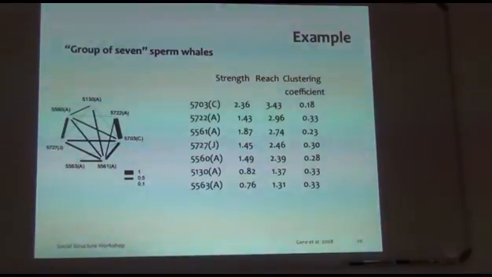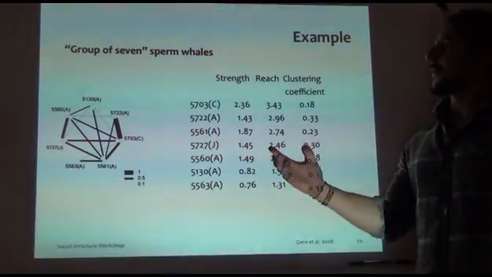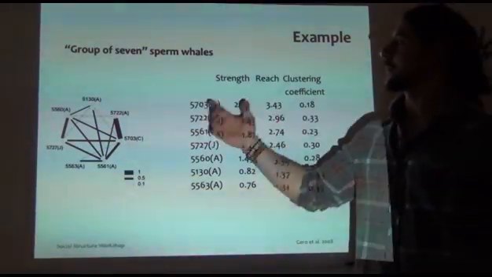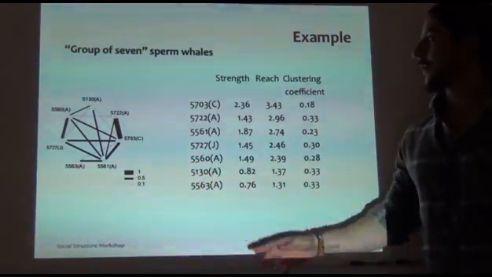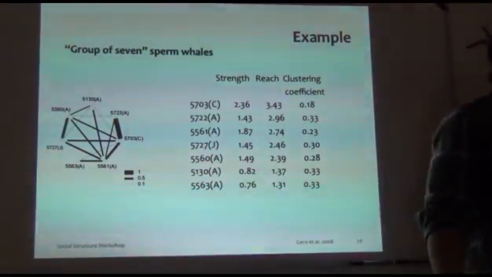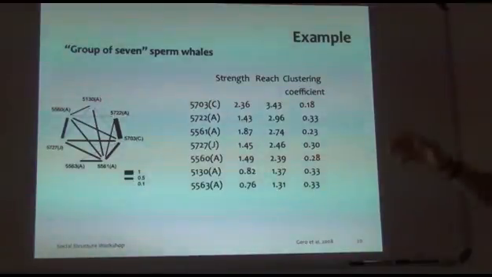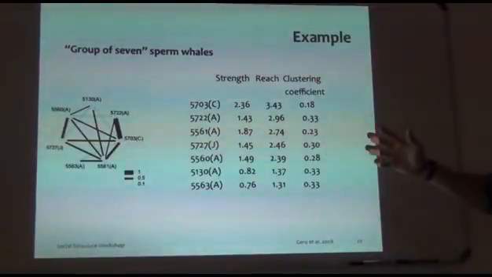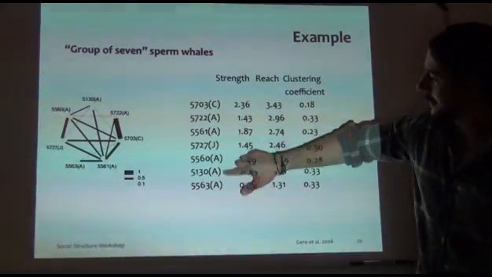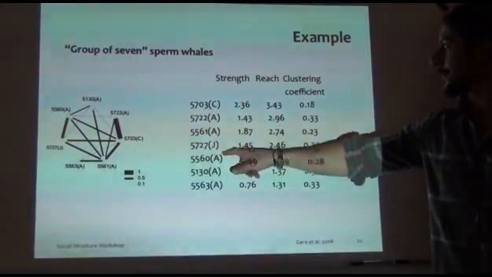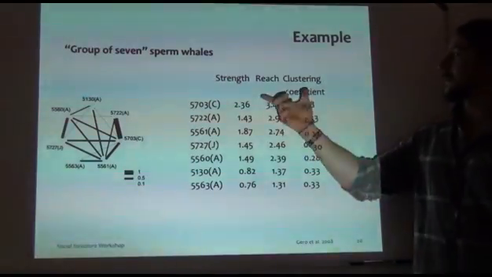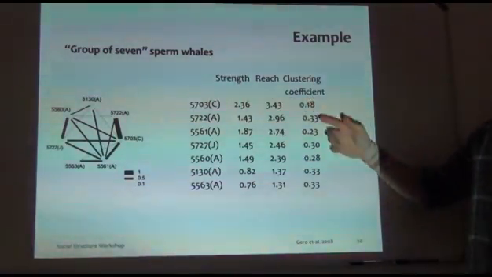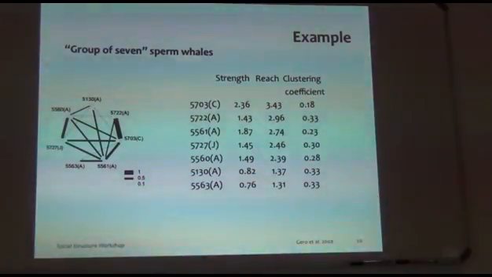So here's an example with sperm whales. This is a group of 7. It's a social unit of sperm whales that is very often seen off Dominica in the Caribbean. They have been tracking these guys for more than 10 years now, so they know a lot about them. So here we have calves and adults and juveniles. So we can calculate all of these metrics for strength, reach, and clustering coefficient.